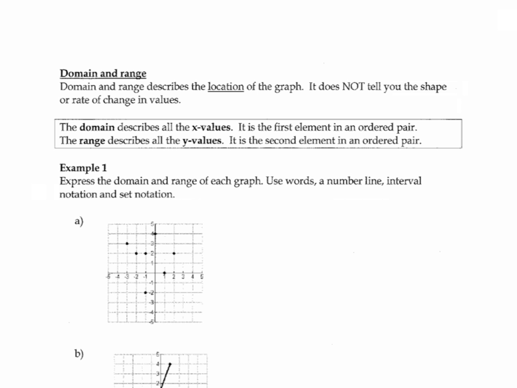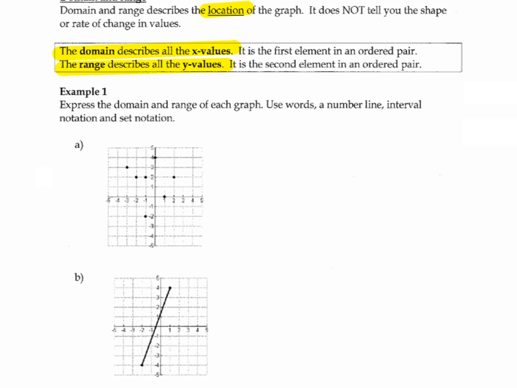Okay, domain and range. I don't know if you have a highlighter, but this is really important. Domain and range describe the location of the graph. It does not tell you the shape or the rate of change in values. All it tells you is location. Okay, where is the graph located? Domain describes all the x values, and the range describes where all the y values are. So, here's an example of discrete data.